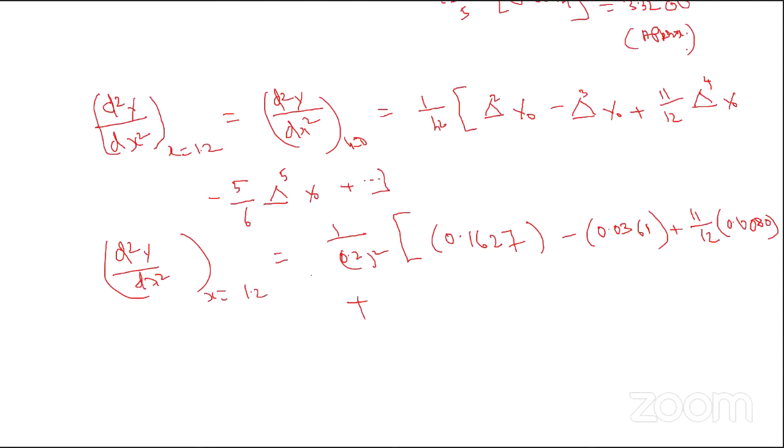minus 5 by 6 times 0.0014. On simplification, we obtain 3.055 approximately.